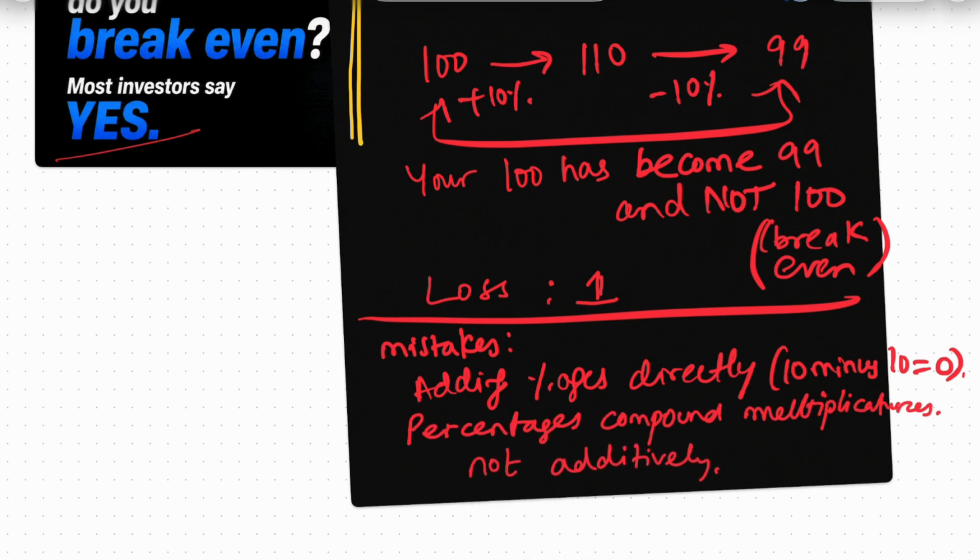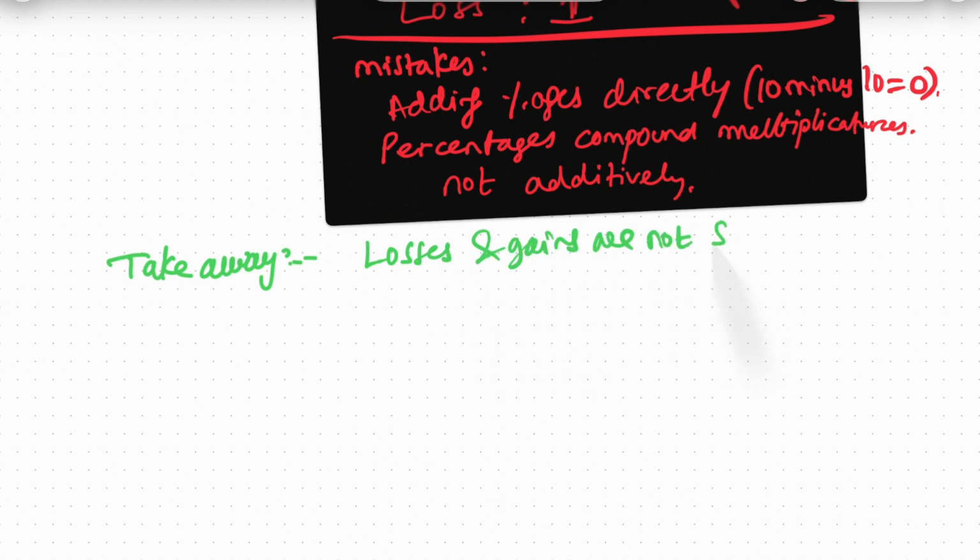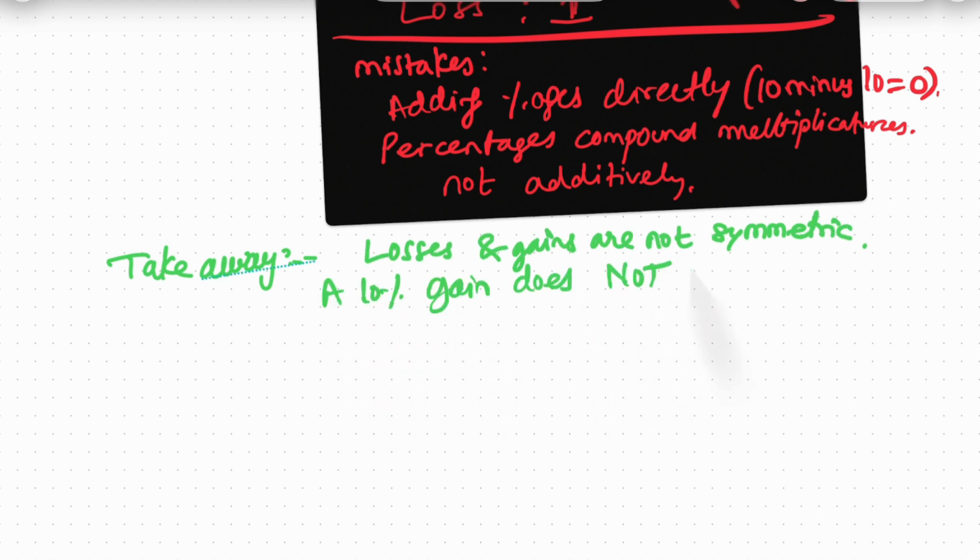Then what is the investor's takeaway, right? So what is the takeaway? The biggest learning is that losses and gains are not symmetric. So a 10% gain does not cancel a 10% loss. So this is the biggest learning with this example.